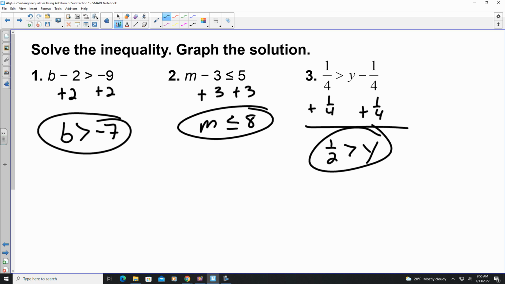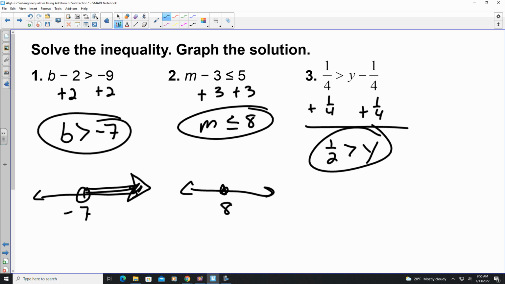All right. The first two are relatively straightforward to graph. I have my negative 7, open circle, shades to the right. For number 2, again, 8's in the middle. It's a closed circle. It shades to the left because if I look at my arrow. In questions 1 and 2, both variables are on the left-hand side. The only one that's different is number 3, the variable's on the right-hand side.